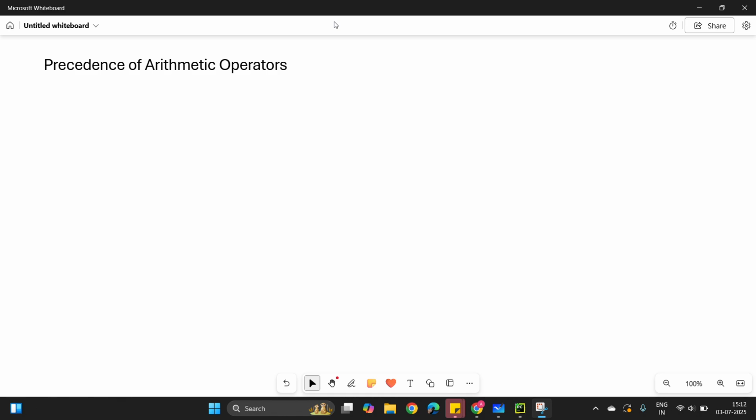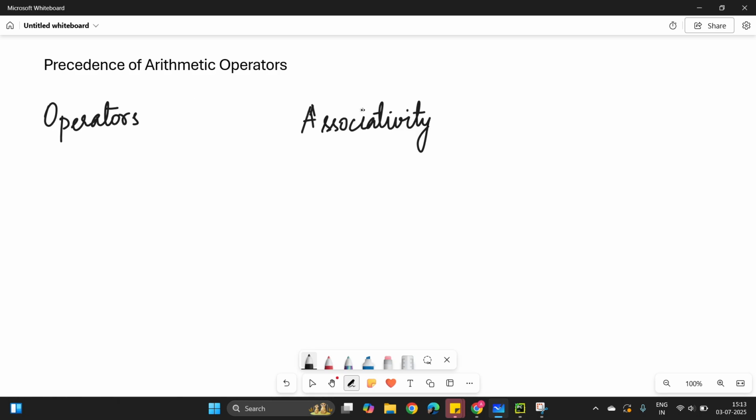If the expression is of the same precedence, the order of evaluation will be left to right or right to left as per the conditions. Okay, so now let's get into the video. First I'll write the operators and then their associativity. The first operator that has the first precedence is brackets, that is parenthesis, and this will be performed from left to right.